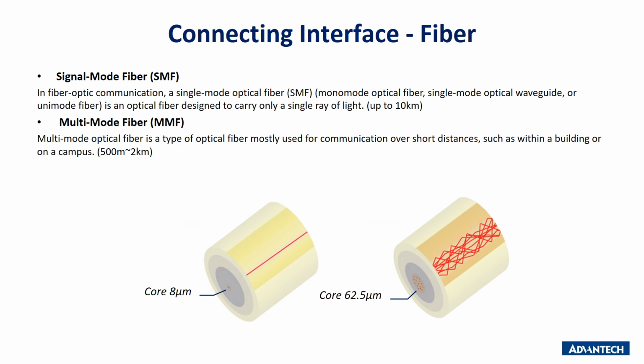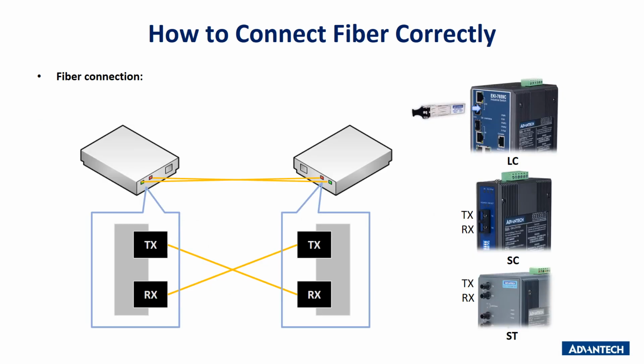When we select the fiber interface, there are three features we need to be concerned about: single mode or multi-mode, connector, and wavelength. Fiber mode is the first thing we need to check with customers. This slide shows how fiber connects to the network device. As I mentioned before, fiber uses two wires to transmit and receive data. Therefore, there are two wires, one is TX and another is RX. We just need to connect TX to RX and RX to TX, as in the slide sample.